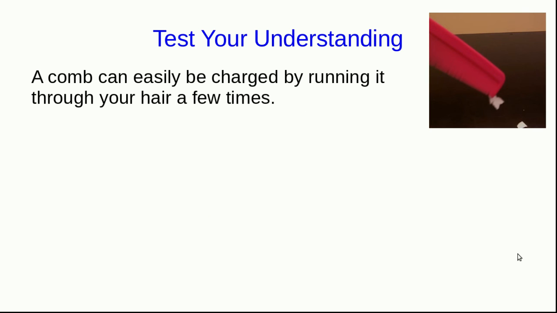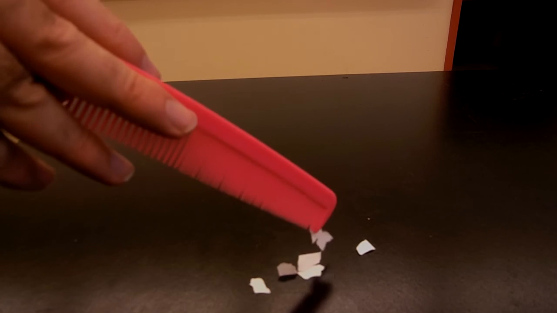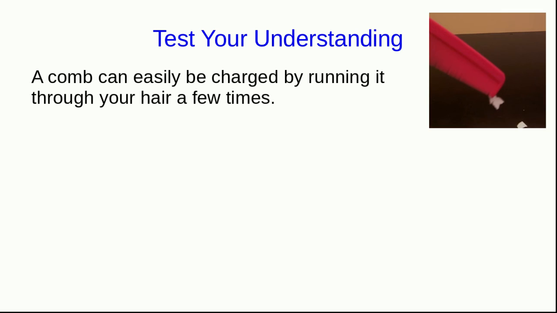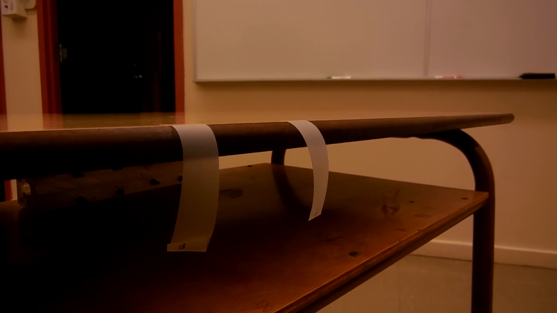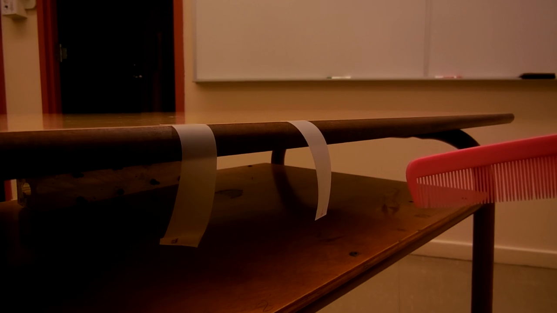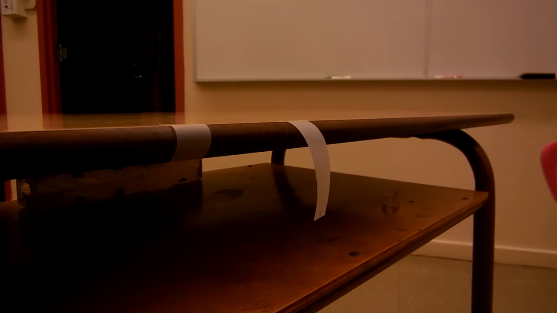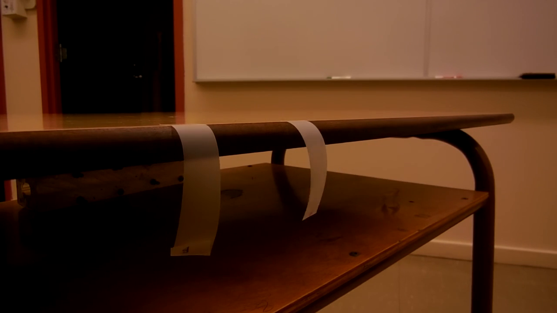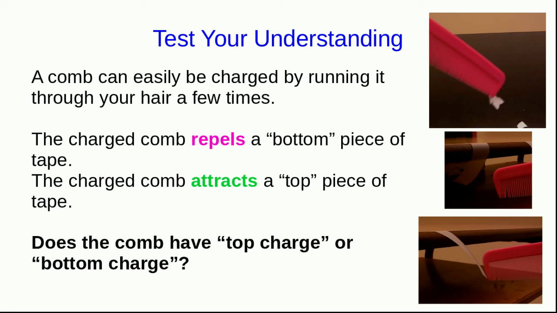Well, let's check whether you're understanding things. And you can try this out at home if you've been doing the experiments with the tape so far. You can easily charge a comb by running it through your hair a few times. And once you've charged it, of course, you can verify that it's charged because it'll pick up little bits of paper. And if you've made a top and bottom piece of tape, then you will find that the comb will repel the bottom piece of tape and it'll attract the top piece of tape. So the question is, does the comb have top charge or bottom charge?